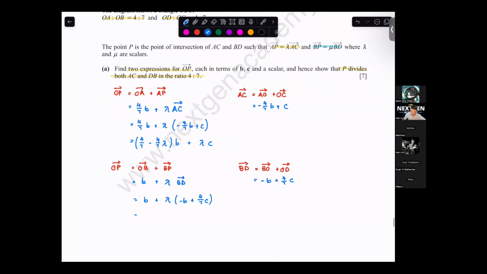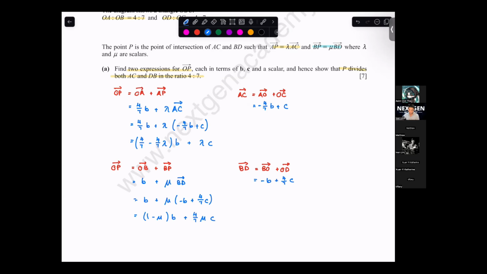Okay, we do the same thing as above. So B minus lambda. Okay, sorry, I want to factorize this. Wait, did I write something wrong? B minus this is mu. Okay, sorry, used the wrong symbol. So 1 minus mu B, then plus 4 over 7 mu C. Okay, write these two expressions first for both OP values.